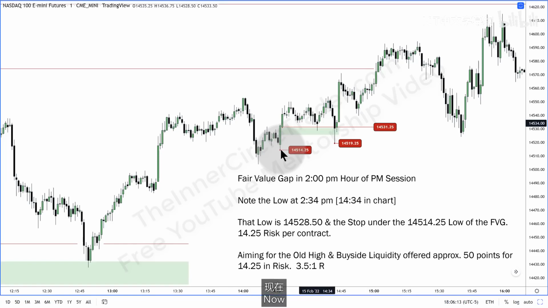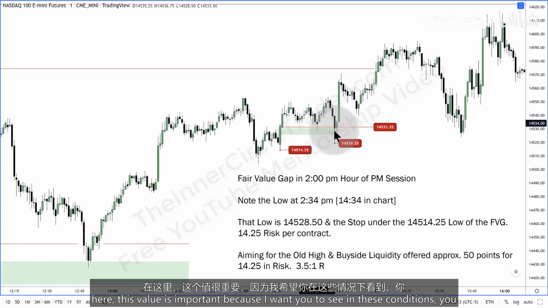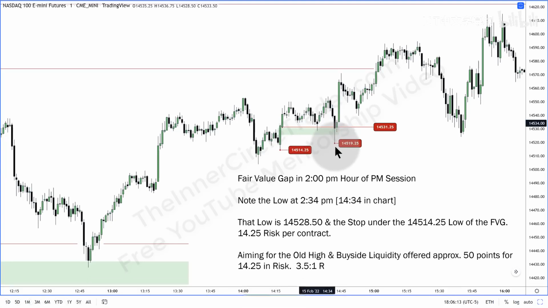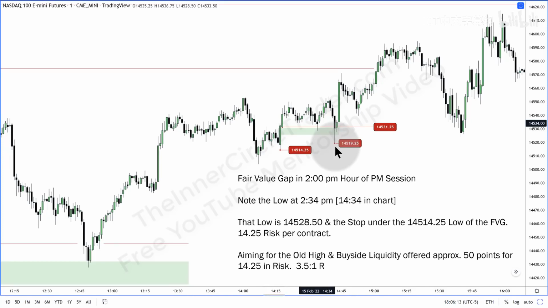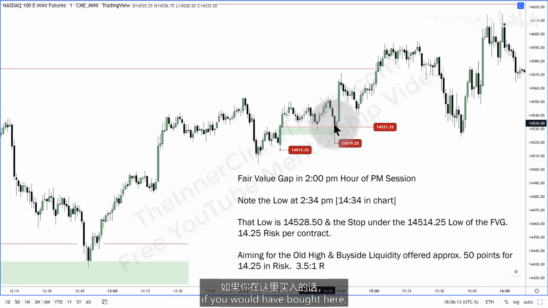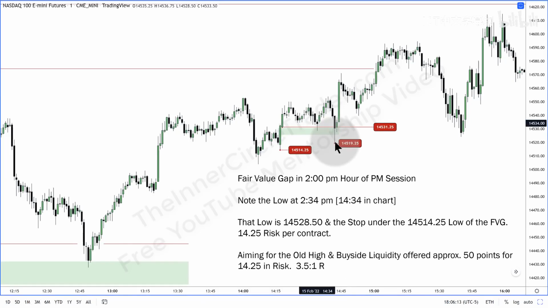Just do the math. Now here, this value is important because I want you to see in these conditions, you can't expect it to be perfect. You can't be expecting to be in there at the lowest point, no drawdown, no heat on the position, and then it just goes in your favor. Don't think like that. You can see on this candle, if you would have bought here, you would have had 9 points of heat, okay? Or basically $54 if you were trading 6 micros. Now, obviously, it goes up more than that if you're trading 1 mini because it's $20 per handle.